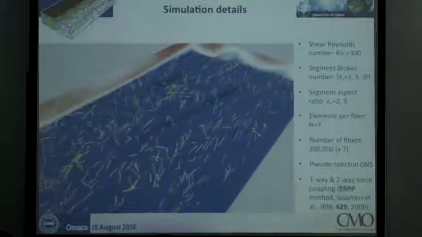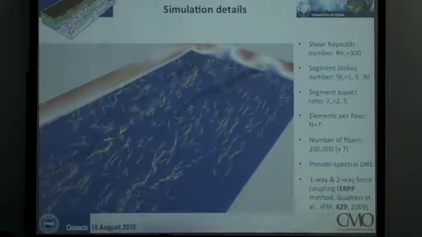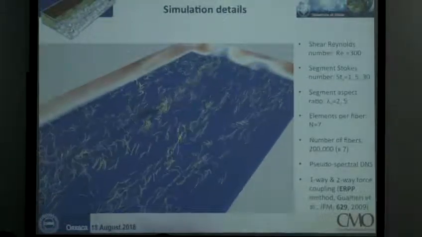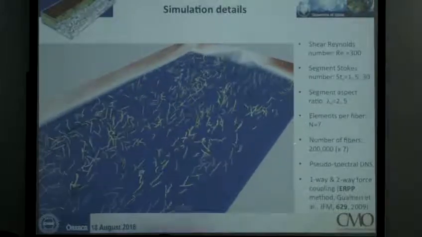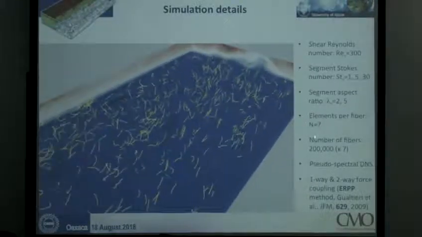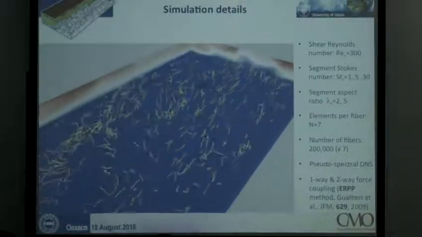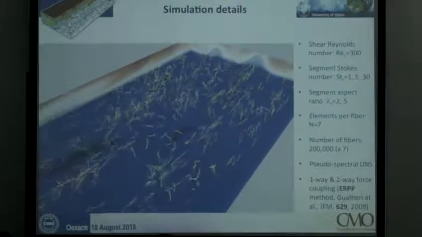Now, these are, again, just a summary of the simulation details. In particular, we are considering 200,000 fibers, and here you have a close-up view of the fiber motion inside the flow.